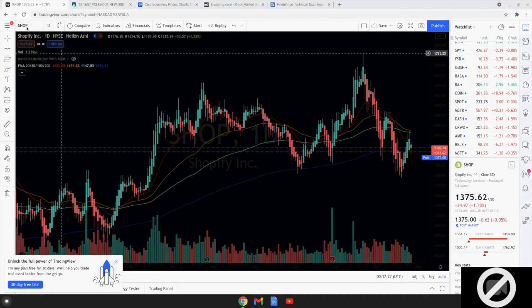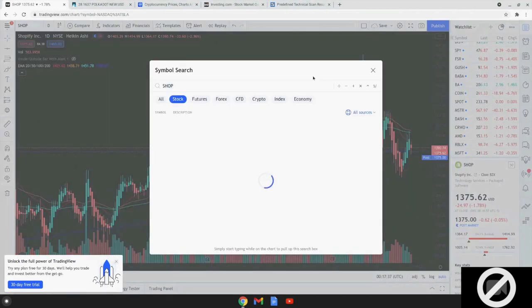So when you first get here, the first thing you're going to see is where you put your stocks at, okay? So that's what the first thing you see up here is where your stock is. You're going to enter the stock that you want to utilize. Right now, for example, we're going to utilize Shopify.